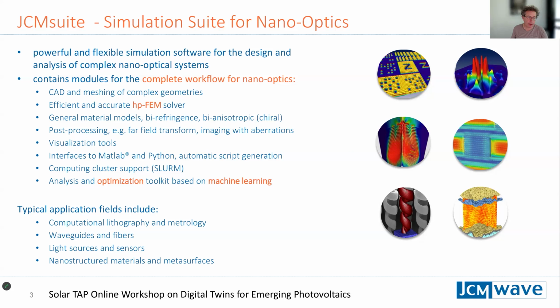Typical applications include lithography, waveguides and fibers, light sources like LEDs or nanolasers, and then also nanostructured materials and metasurfaces. This is somehow the field where solar cells with nanostructures are located. This is how we typically enter the field of photovoltaics.